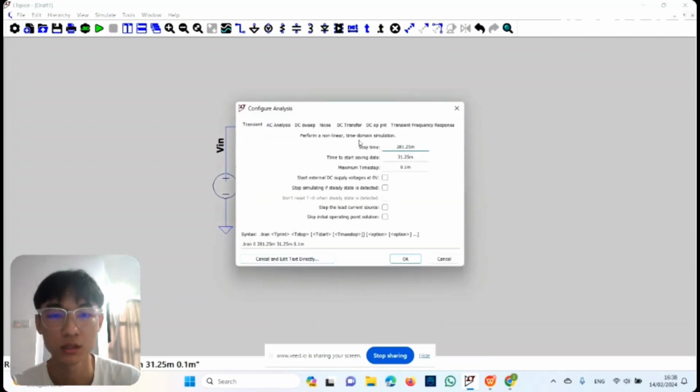This is the transient analysis. The time stop I set at 281.25 milli, and the time to start saving the data is 31.25 milli, and the maximum time step is 0.1 milli. The time to start saving the data is 31.25 milli because I want to show the graph as the cosine graph, which is the same as the question given.